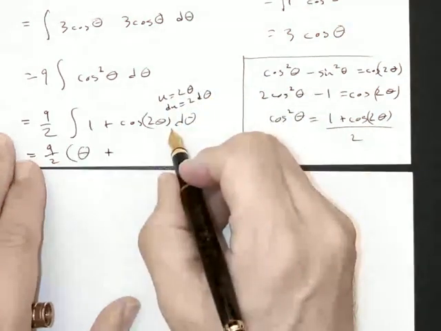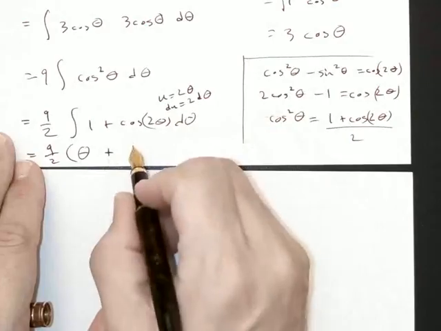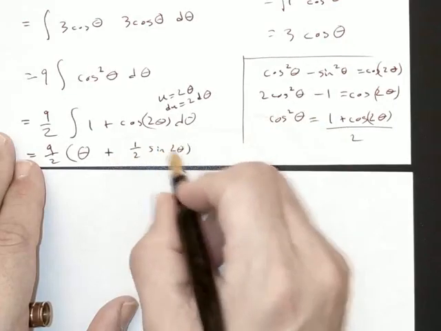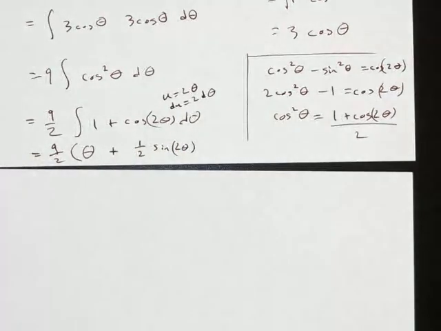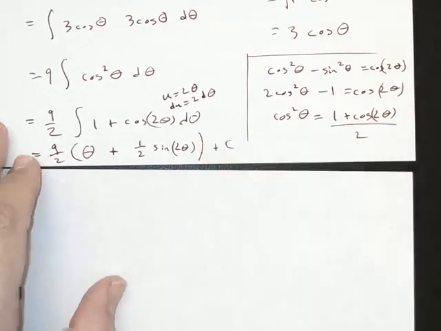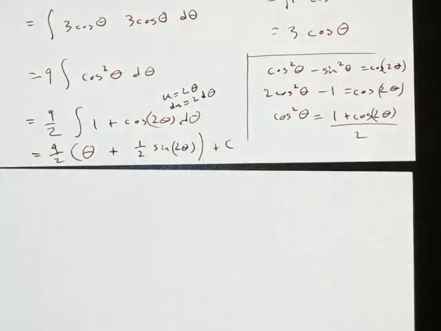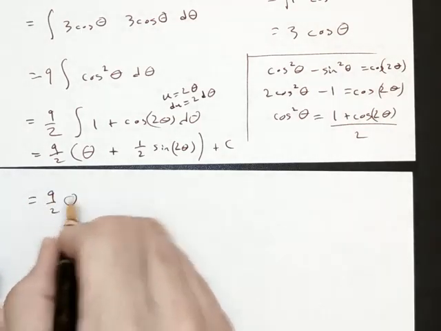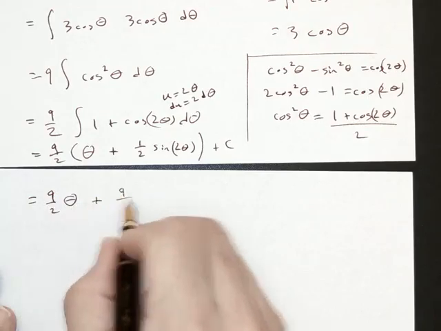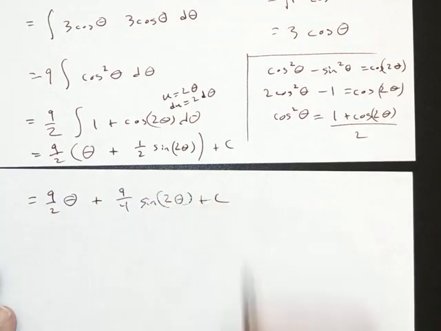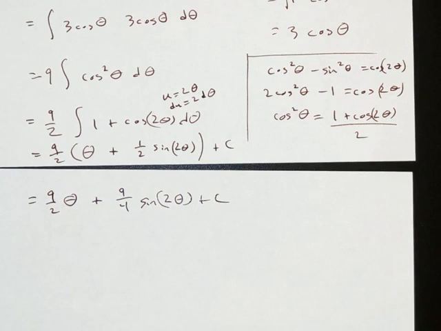Do we have a 2 next to our d theta? No, so I'm going to get a 1/2 sine 2 theta. Wait a minute. The derivative of sine is cosine, so there's a plus, not a minus. Let's see. Okay, that is 9/2 theta plus 9/4 sine 2 theta plus C. I've done my antiderivative.